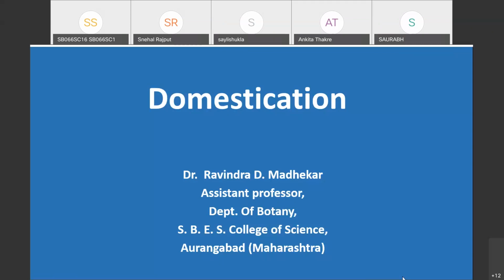Now we are moving towards the four principal methods used to develop a new crop variety. First of all we are going to discuss domestication. Later on we will discuss plant introduction and acclimatization. Domestication, plant introduction, and acclimatization is considered the first method of plant breeding. In this lecture we are going to discuss domestication.